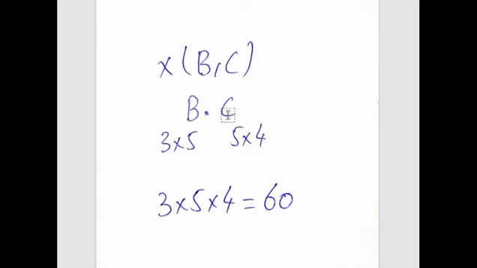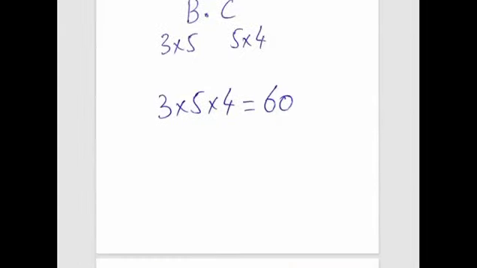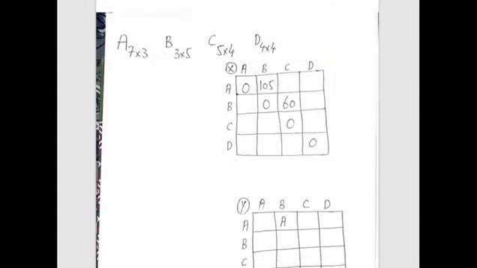As the rows and columns are the same, we will take the 5 as once: 3 into 5 into 4. This will give us 15, 15 into 4, 60. So the answer is 60. We will have to make 60 multiplications to get both the matrices multiplied. Now we will fill it in the table over here. B to C is 60, right?